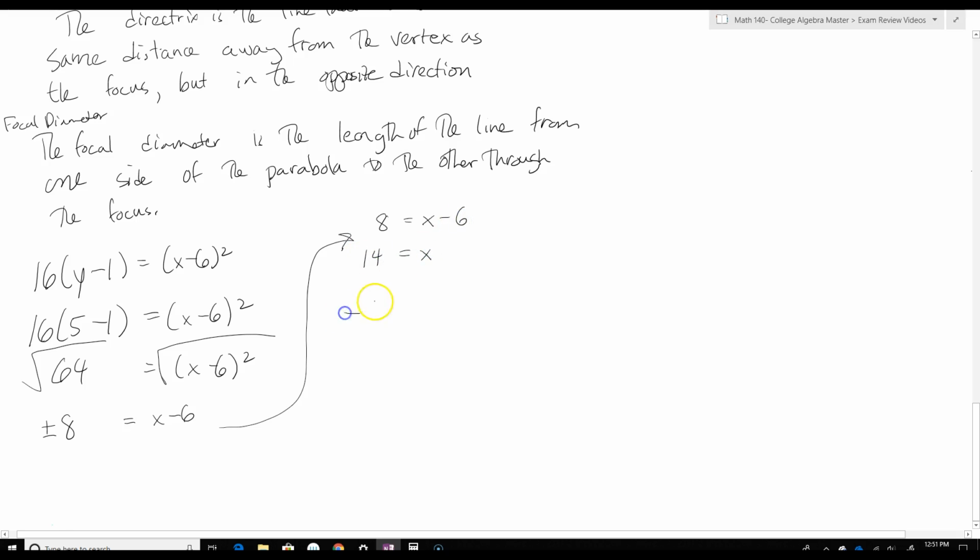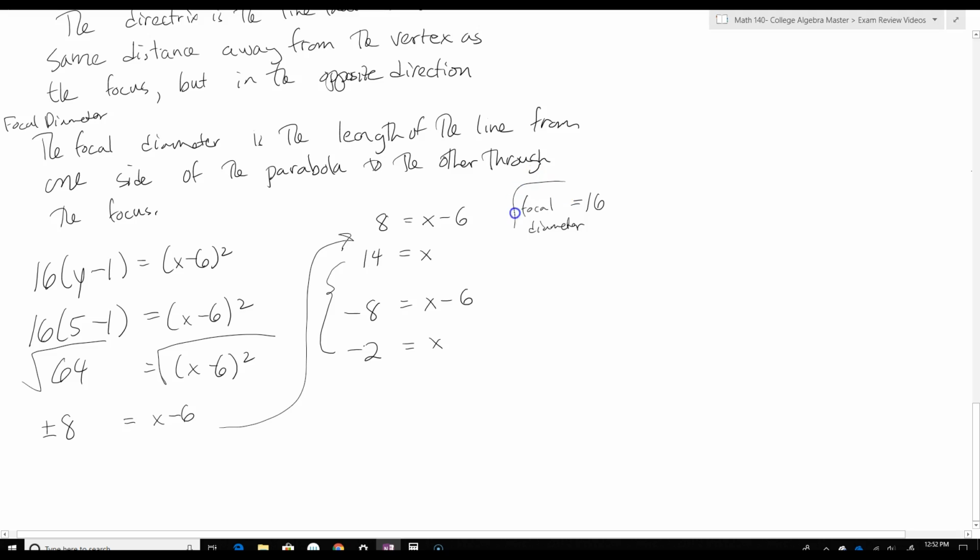Okay, and negative 8 equals x minus 6, and that'll give me x equals negative 2. Now what I get from that is that these are the x values for the focal diameter, right? So basically from here to here, that's the focal diameter. So that's going to end up equaling 16. Focal diameter ends up equaling 16.